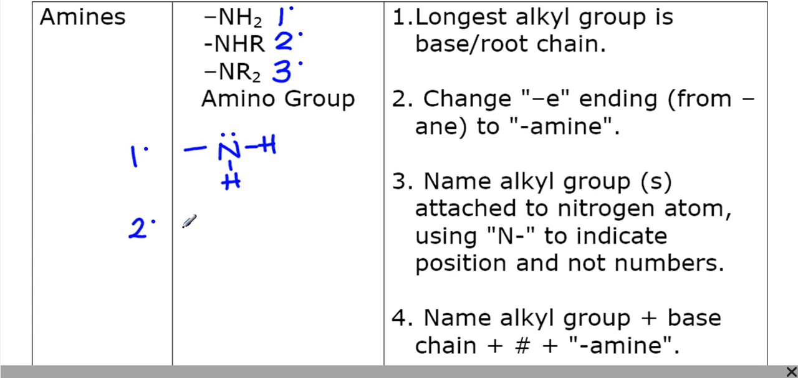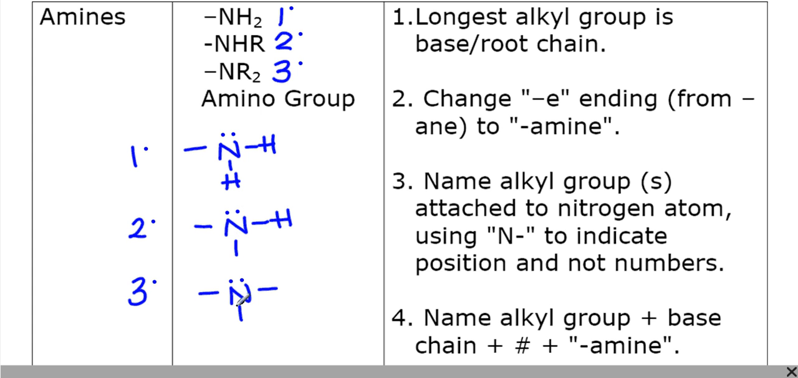A secondary amine will still have that lone pair on the nitrogen, but it only has one bond to hydrogen. So it will have a bond to carbon here and here, and then one bond to hydrogen, and then that lone pair. A tertiary amine, and you might guess the pattern by now, has no bonds to hydrogen. It will have three bonds to carbons.